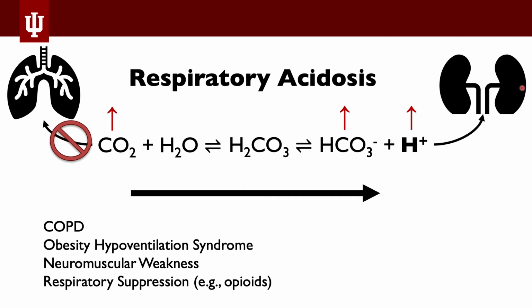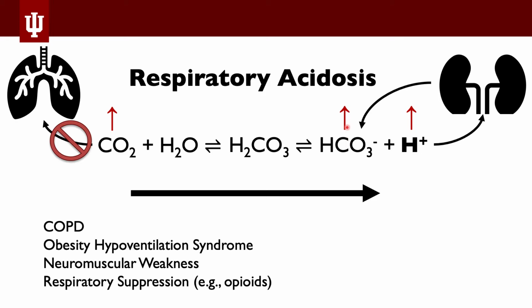Now, the way we compensate for this is with the kidneys. The kidneys can actually get rid of hydrogen ions in the form of ammonium ions. They can also chronically start to reabsorb bicarbonate. So as the respiratory acidosis becomes more chronic, the bicarbonate will go up more and more and more.